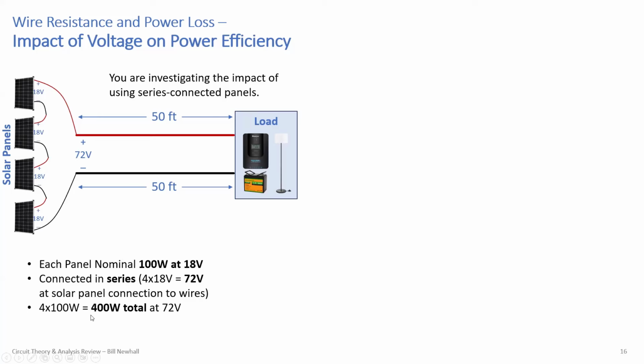So now you have 400 watts still. There's still 400 watt solar panels, but you're operating at 72 volts. So your current is not 20 amps or 22 amps. It's down to 5.5 amps. Okay. So will this destroy the controller?